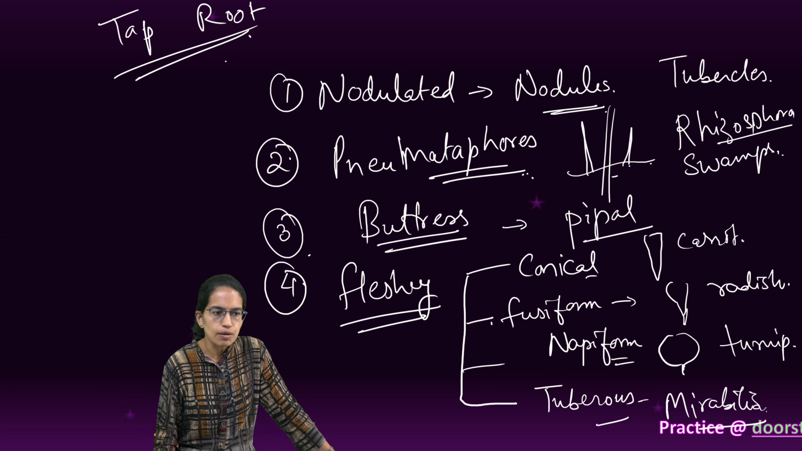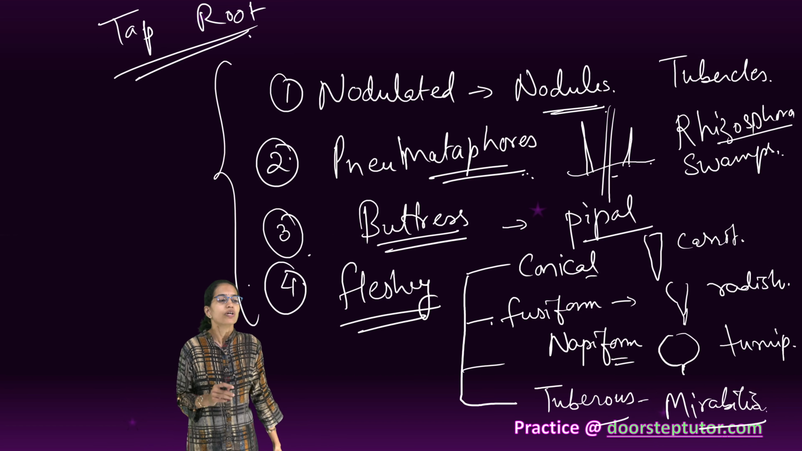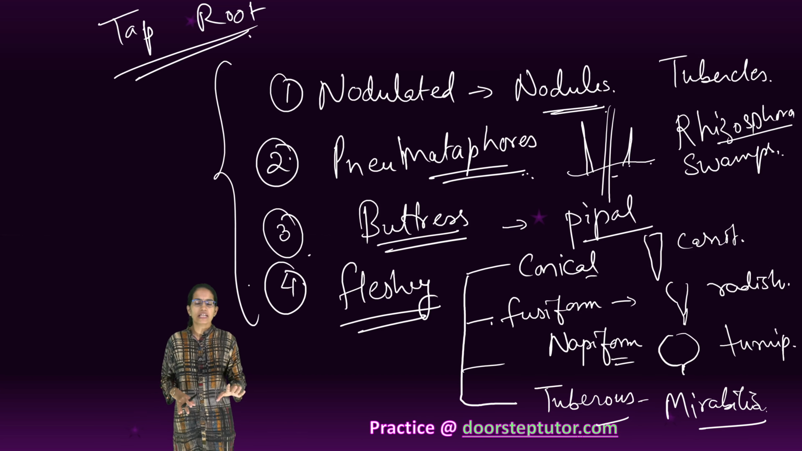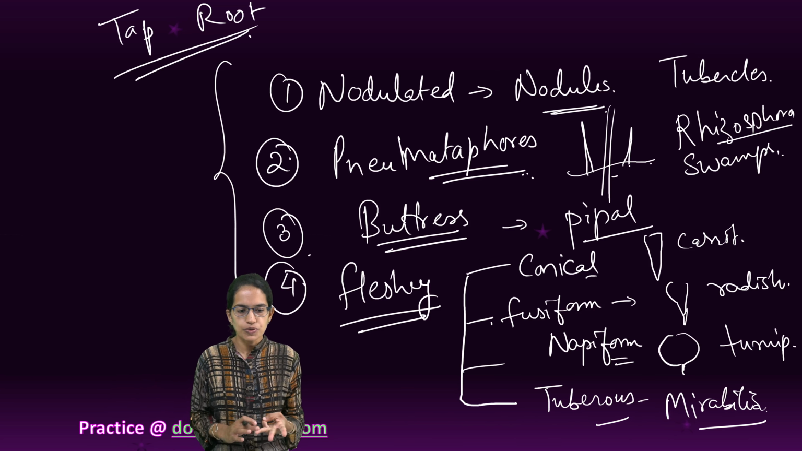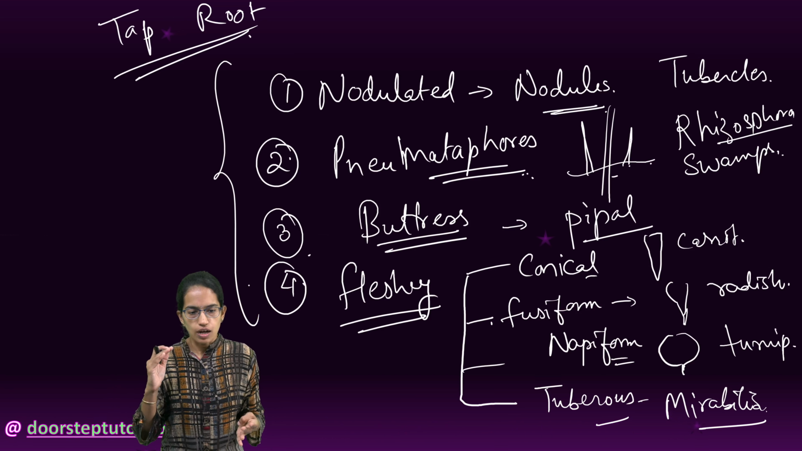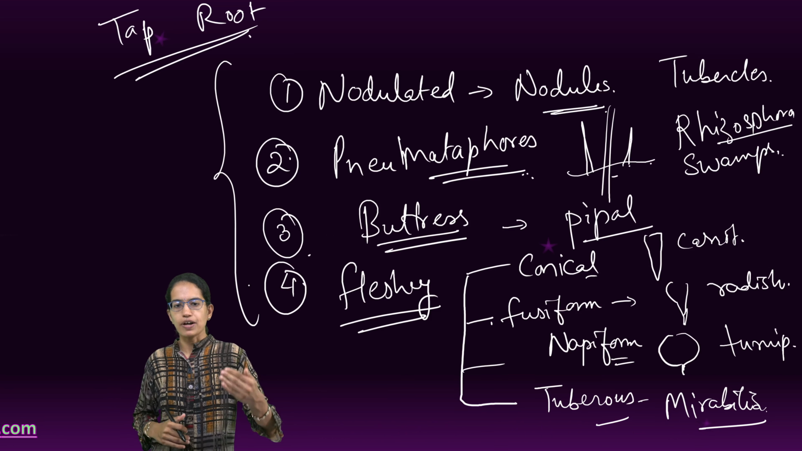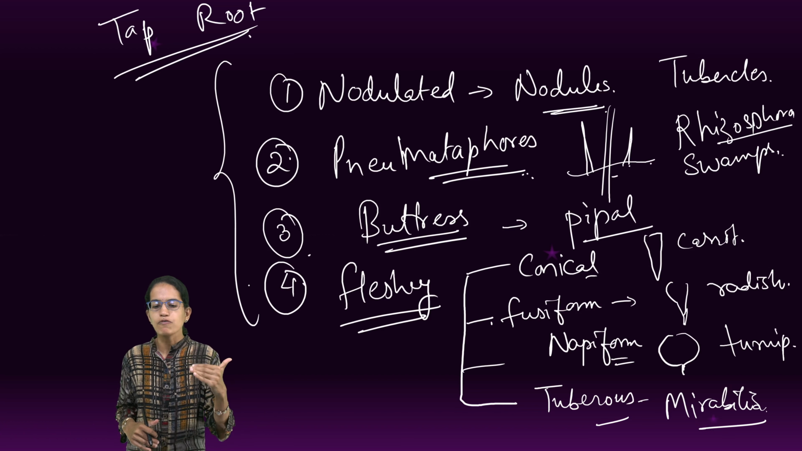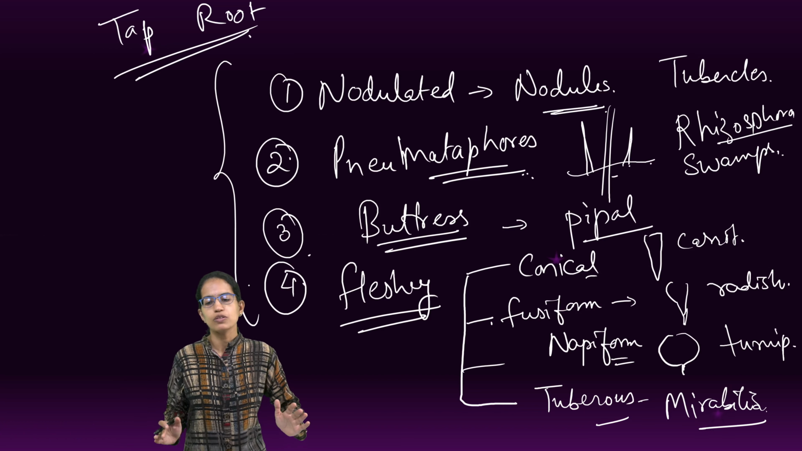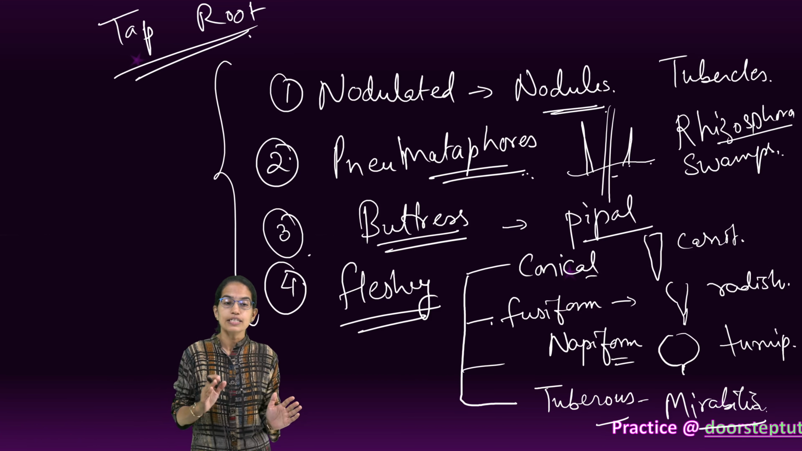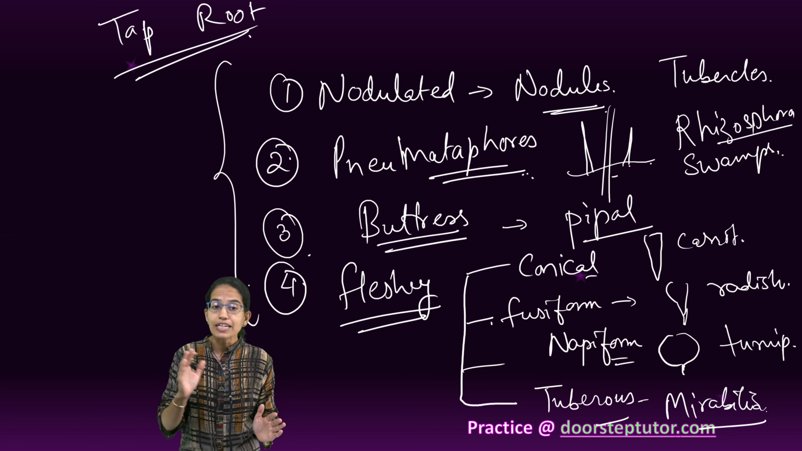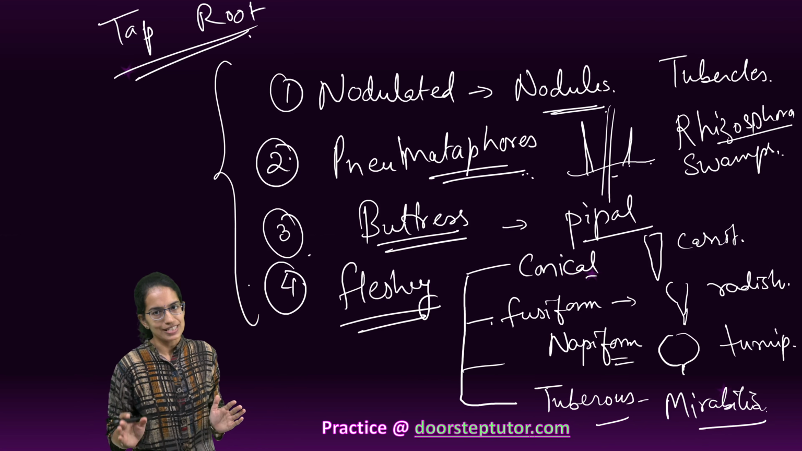So those are some of the modifications of taproot. Taproot modifications can be classified into 4: nodulated, pneumatophores, buttress and fleshy. Fleshy can be further classified as conical, fusiform, napiform and tuberous. The differences between those and their respective examples we have discussed. Next, we will understand the modification of adventitious roots in a separate session. So stay tuned.